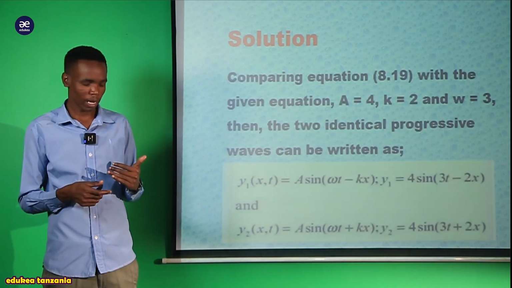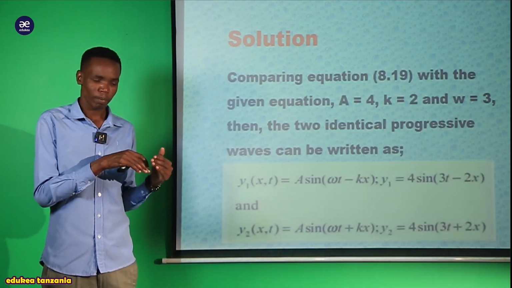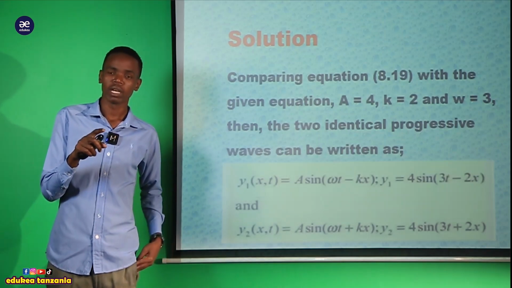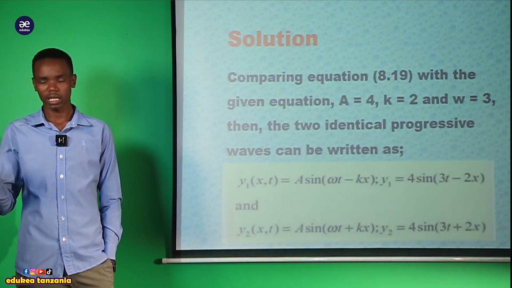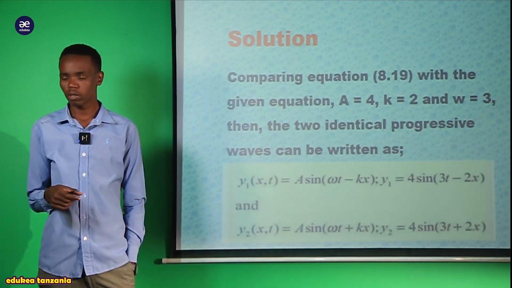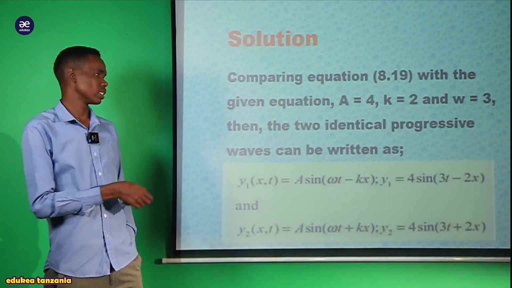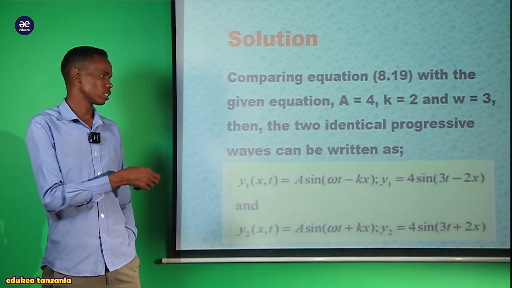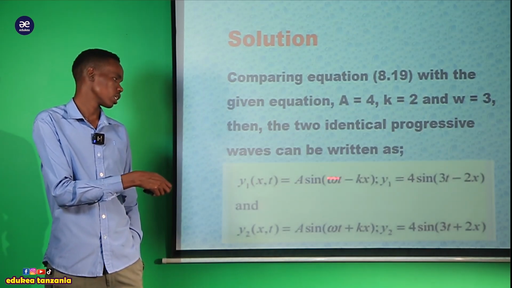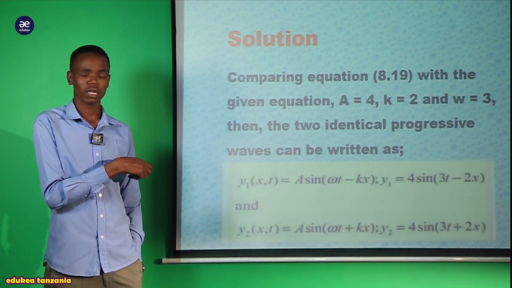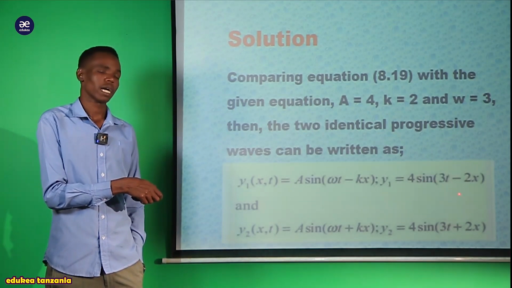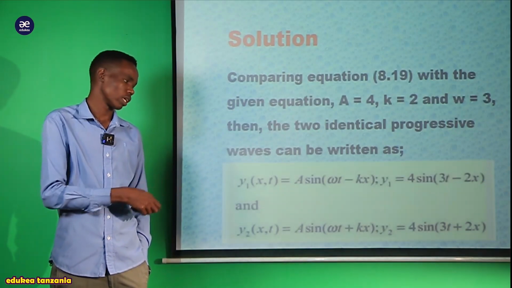Equation zipo mbili pale. Ya kwanza inasema kwamba yule particles anapokuwa anaenda right, their displacement must be equal to a sin bracket wt minus the kx, lakini w tunayo ni sasa na 3, and also that k is equal to 2. The amplitude is equal to 4. Kwa ukisha substitute pale utakuja utapata sasa kwenye first equation y1 the first displacement must be equal to 4 sin bracket 3t minus the 2x.